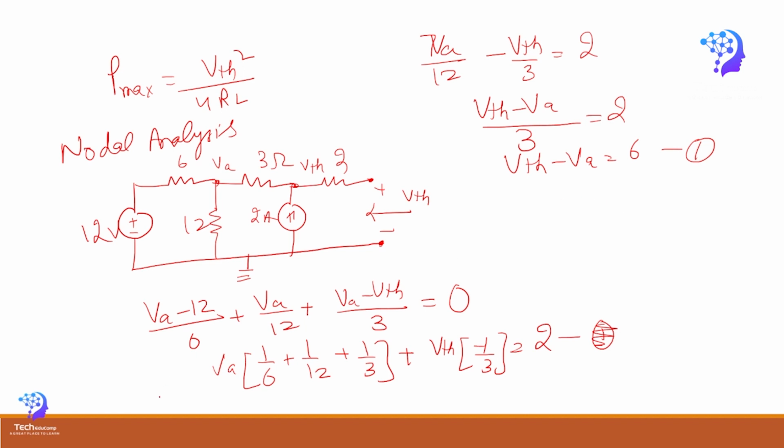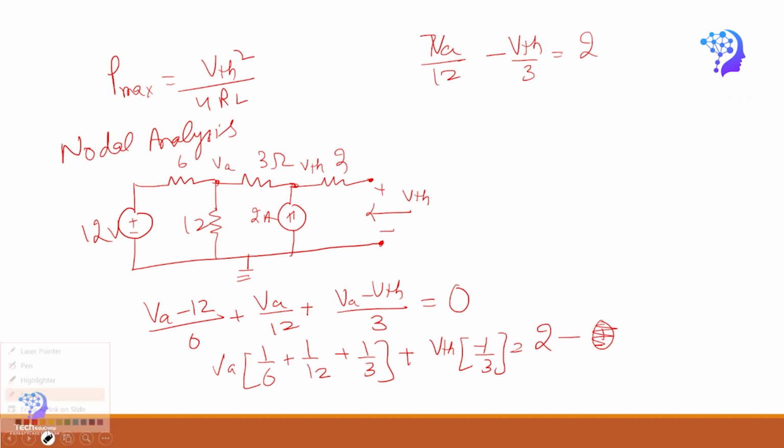Oh, sorry, I made a mistake. When we solve this one, you will get 7 VA minus 4 VTH equal to 24. This will be equation number 1. Sorry, that was my blunder mistake. So this is done.